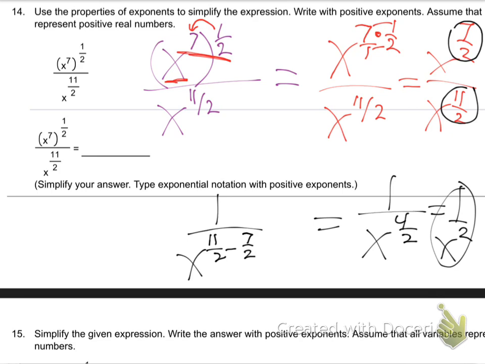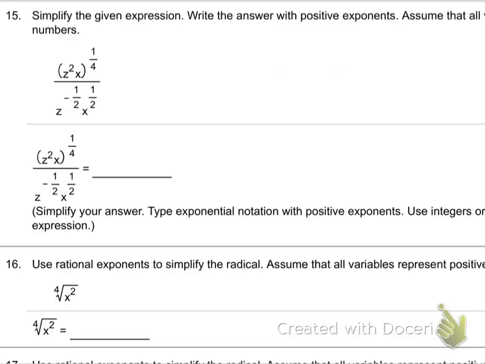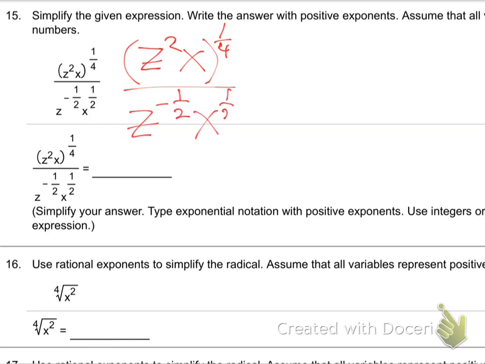Questions on that? That good? We're getting a lot of rules here. All right. I'm going to move on if you're good. Here, let me make it bigger for you. Z squared x, 1/4 power out there. On the bottom, z to the minus half, x to the half.